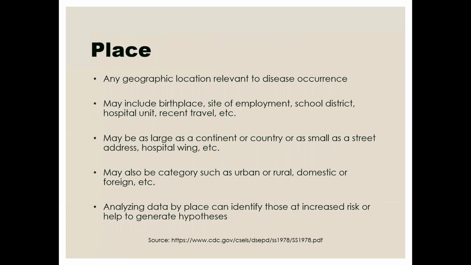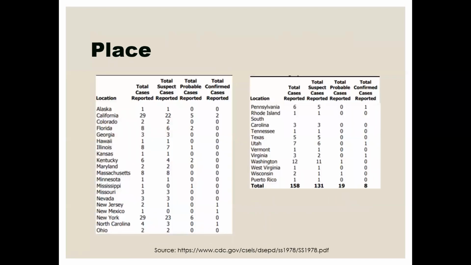And then place can also be geography. Where were people born? Where do they go to school? Where do people live? What is the community like? Is it urban or rural? And then these can all help us understand, does place play a factor in where they live, right?